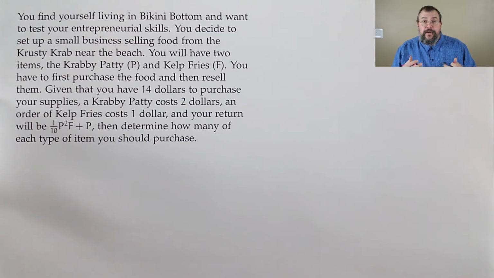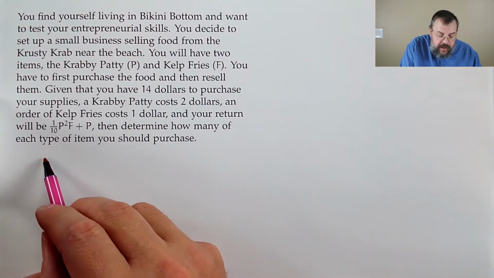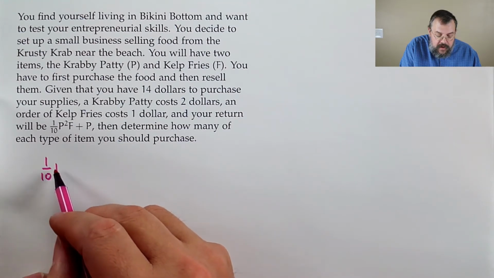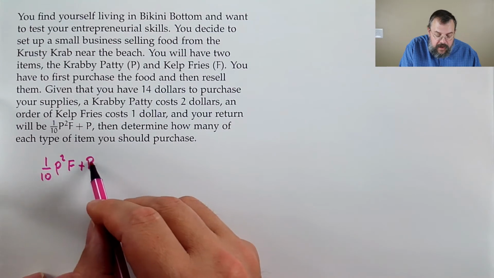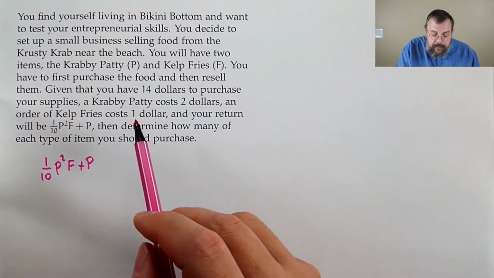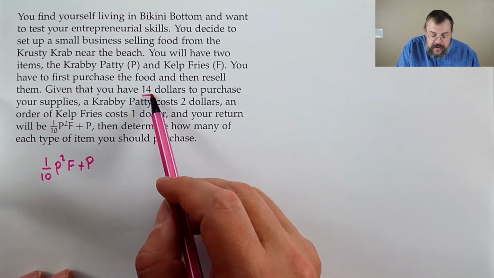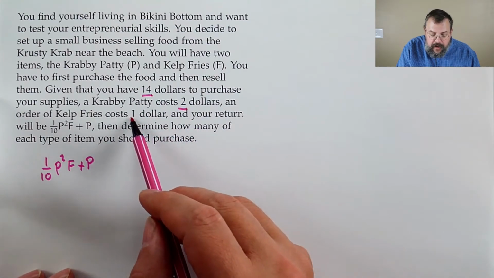Well, that's a good question to ask, and of course a great question to answer. So we want to make sure our return on our investment is what we want to make large, because we like to be able to pay things like rent. So that's what we're trying to optimize. Of course, two variables. Let's knock it down. We have to pay for our supplies. So we have $14, and we have to split it between our patties and our fries.